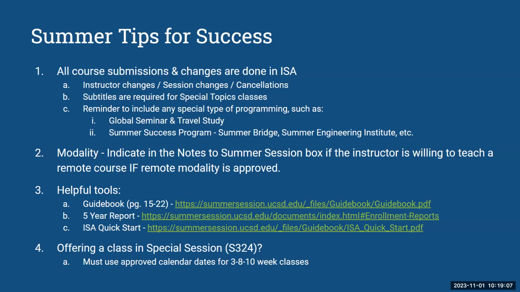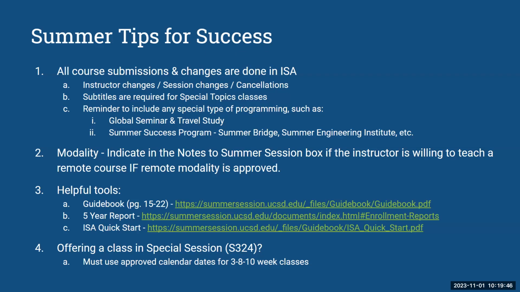Let's see, we have some links here, just some documents that might help you. The guidebook, of course, has policies and procedures. The 5-year report shows your courses and enrollments that your departments offered the past 5 years. So you might find that useful to see which courses the students are really needing, which ones have not done as well. And that's in Tableau now. So if you have trouble accessing it, let me know. It should just use your AD account to get in. And then ISA Quick Start is just if you're a brand new scheduler, that might help you get started using the ISA for your summer schedule.